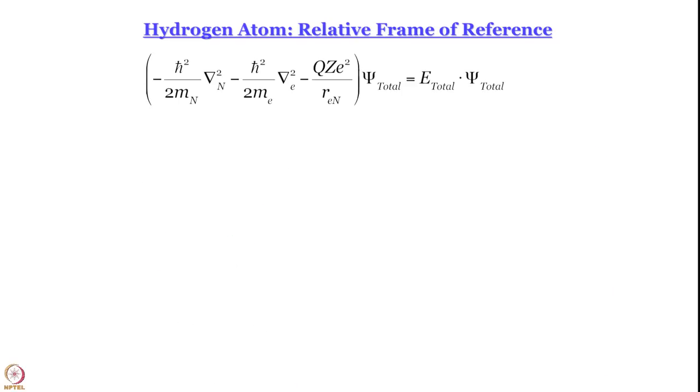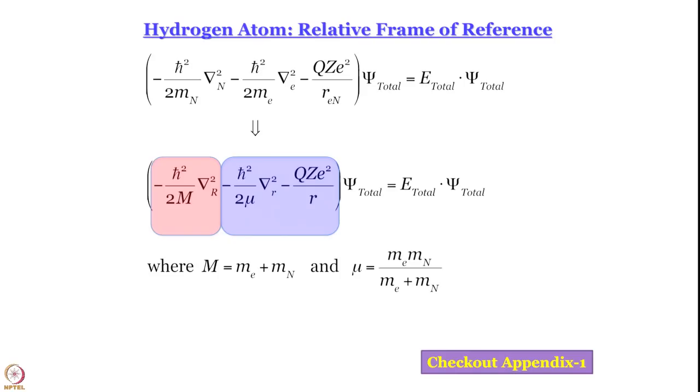So, what happens is that this Schrodinger equation in terms of electronic and nuclear coordinates can be rewritten in terms of relative coordinates and center of mass coordinates. Okay. I will just browse through appendix 1. If you are interested in the detail, you can go through it, it is not required for this course.